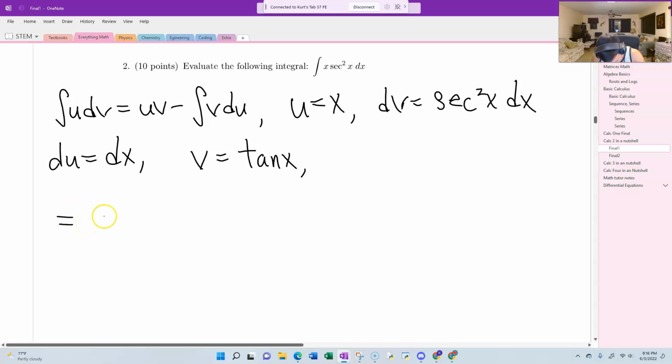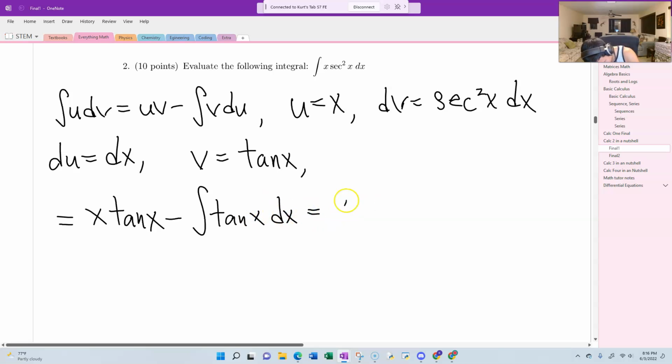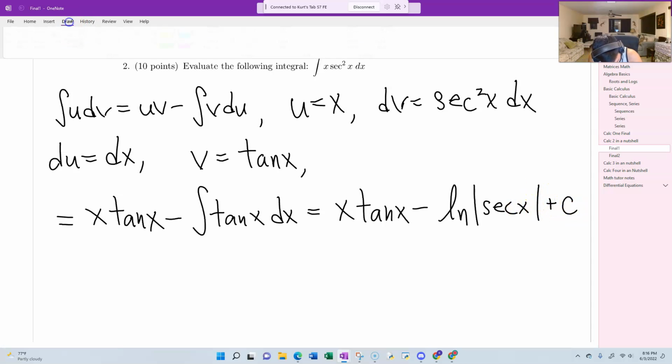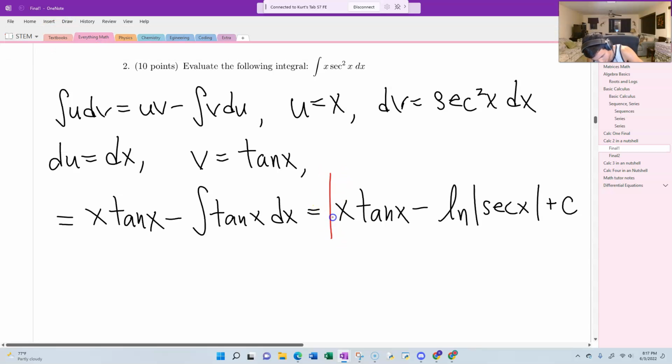Then what do you get? You get uv, so uv is x times tan x, minus the integral, and then we see what v is. v is tan x, and du is dx. So then we get x tan x minus ln of, I think it's ln of secant, yeah, secant x, plus C. So there you go.